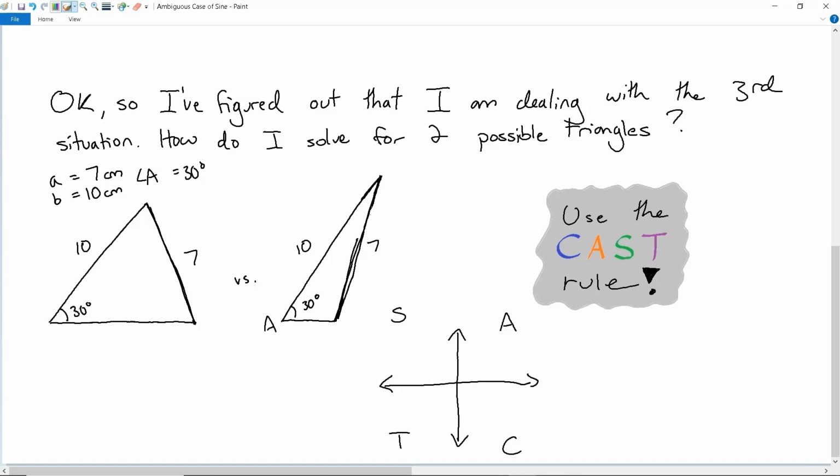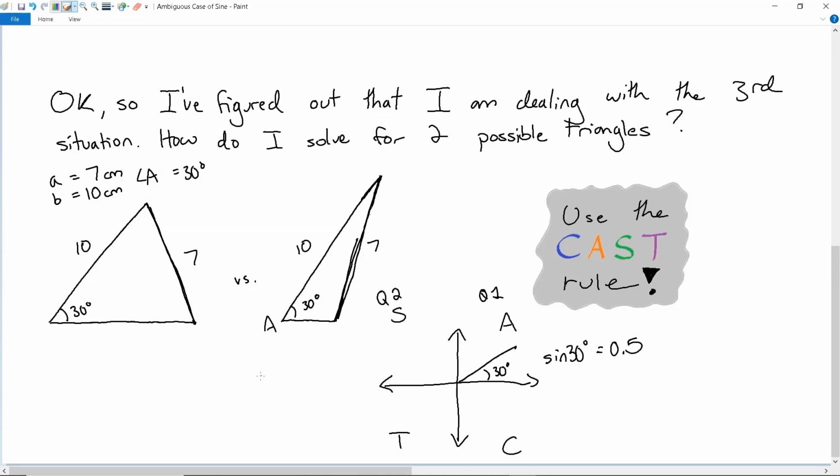And if I think about this 30 degrees, if I were to draw that on this plane here, I know that sine 30 degrees equals 0.5. But the interesting thing about sine is that it will be positive in both quadrant 1, because the A stands for all ratios, and quadrant 2, because the S stands for sine. And what that means is there is an equivalent angle in quadrant 2 for sine that will give me 0.5.